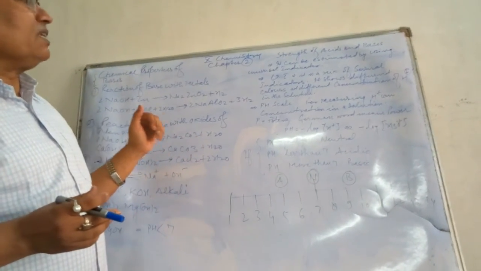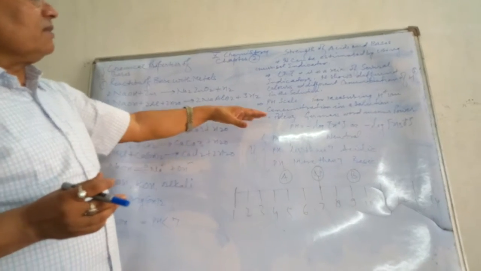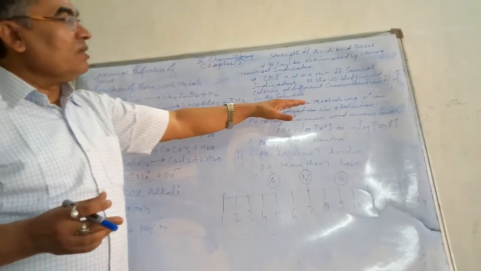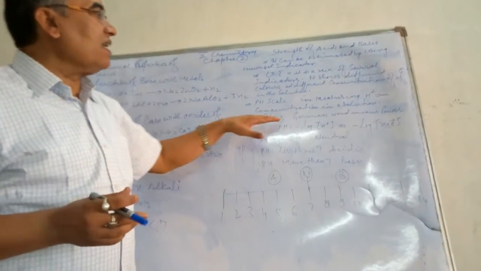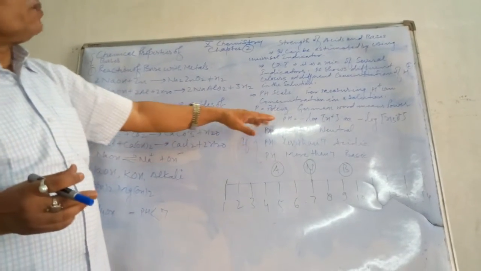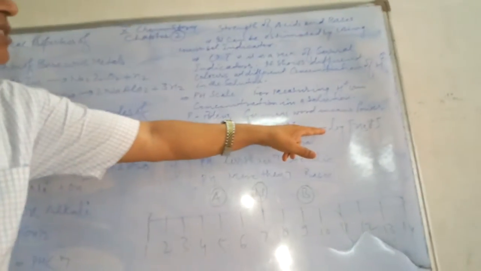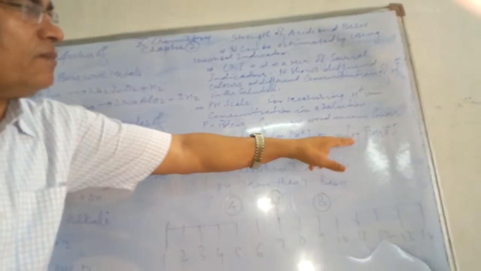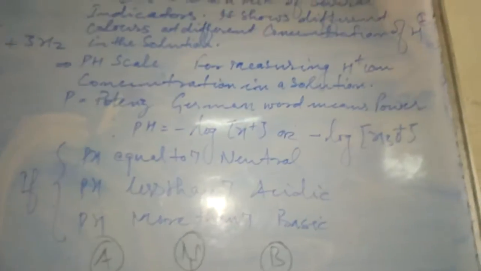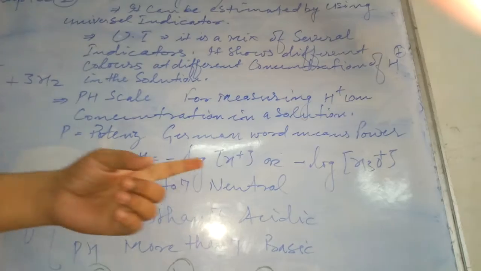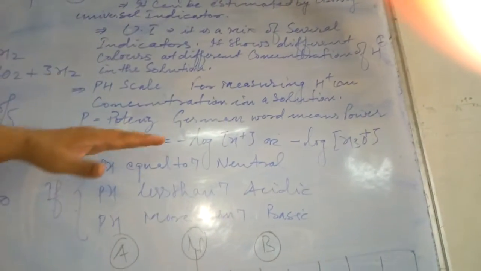But what do you mean by pH now? You know, children, for measuring hydrogen ion concentration there is a formula: pH is equal to minus log hydrogen ion concentration, or pH is equal to minus log hydronium ion concentration, H3O+, because these hydrogen ions get trapped by the water molecule. So this is the formula.